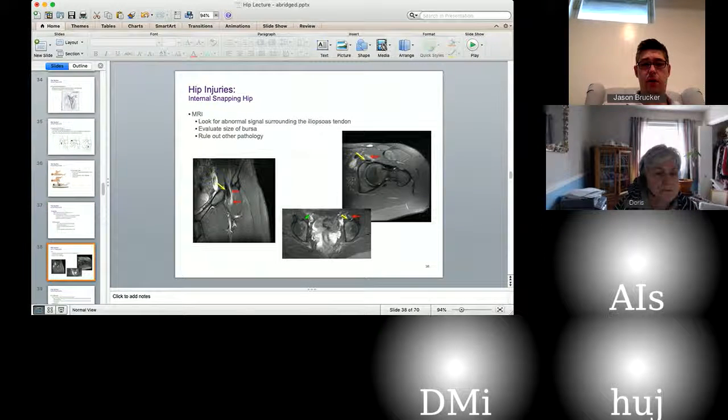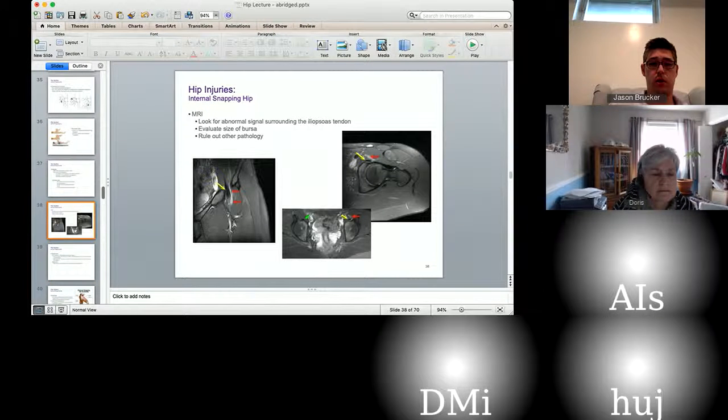MRI can be a non-invasive way to diagnose as well, especially if there are concerns for internal hip pathology.